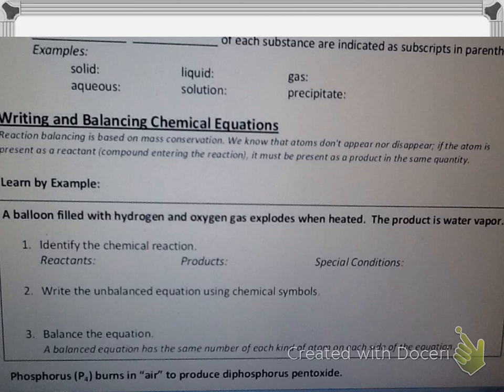Here it says, a balloon filled with hydrogen and oxygen gas explodes when heated. The product is water vapor. This is an example of a chemical reaction. Many times chemists observe chemical reactions and they will have to take their observations and put them into chemical equation form. So that's exactly what we're doing here. Remember that we always have reactants produce products. And sometimes there are special conditions for the reaction to take place.